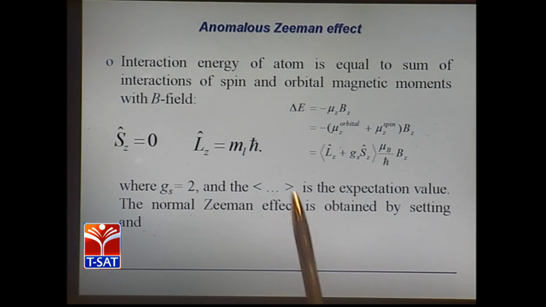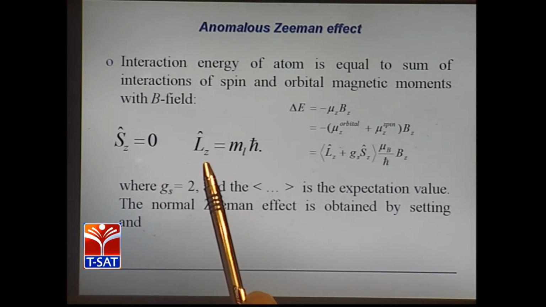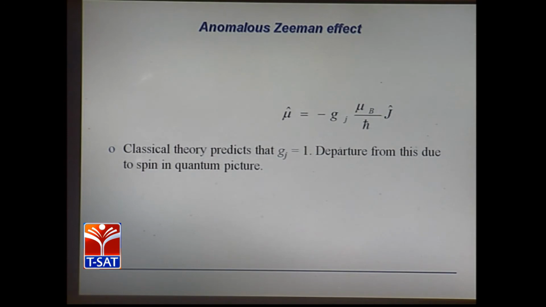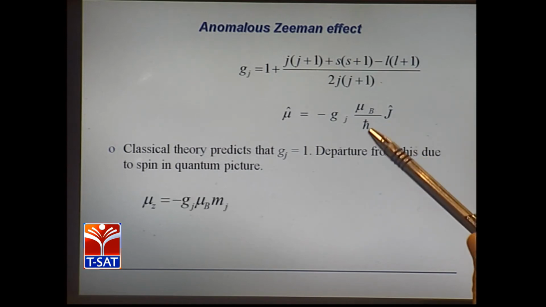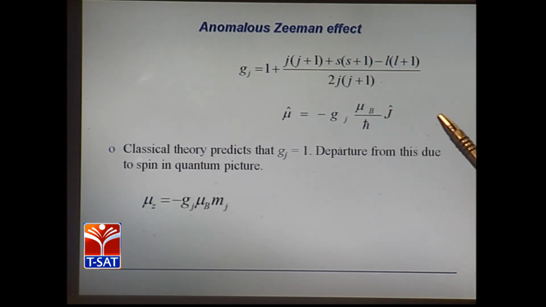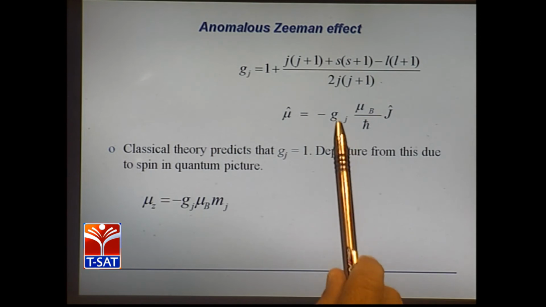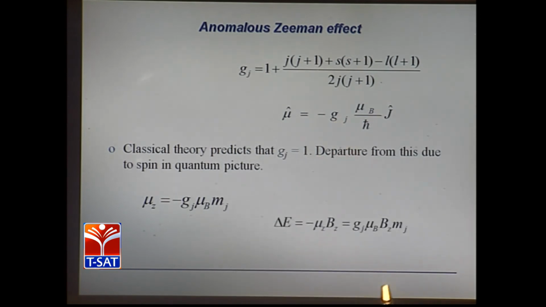Anomalous Zeeman effect: when Sz is equal to 0, you will have Lz equal to ml h bar. Mu is equal to minus g mu B by h bar into J. These two are based on quantum mechanics as well as wave mechanics, and this one is based on the classical theory provided by Lorentz. Hence, here g is called Landé's splitting factor. You will find delta E, the change in the energy, is given by this.